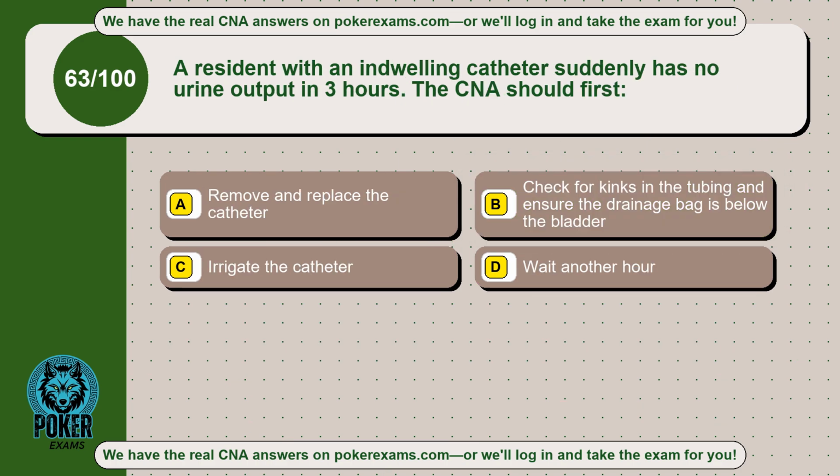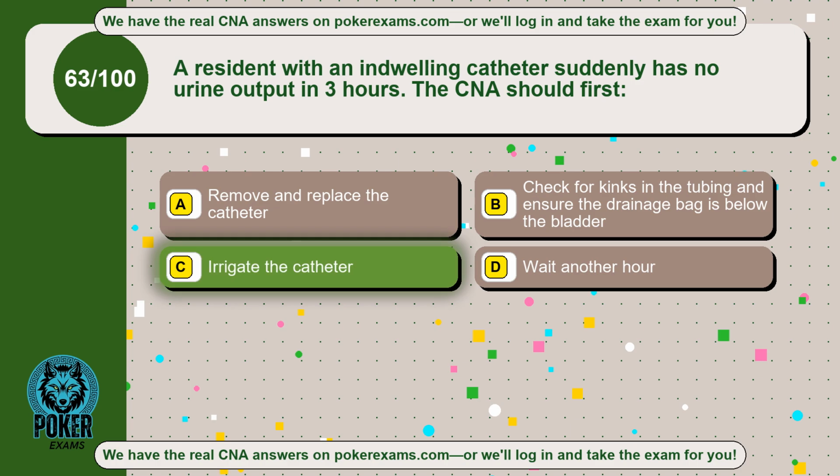Question 63. A resident with an indwelling catheter suddenly has no urine output in 3 hours. The CNA should first: Option A. Remove and replace the catheter. Option B. Check for kinks in the tubing and ensure the drainage bag is below the bladder. Option C. Irrigate the catheter. Option D. Wait another hour. The correct answer is option C.